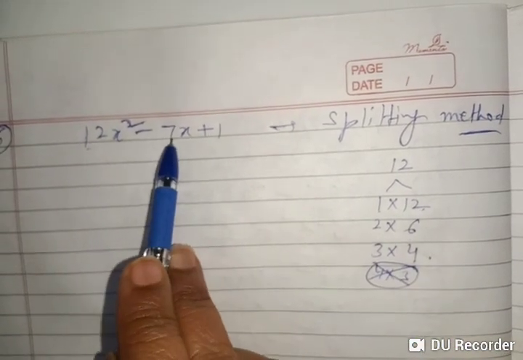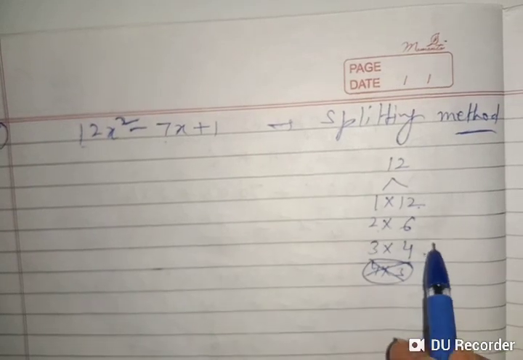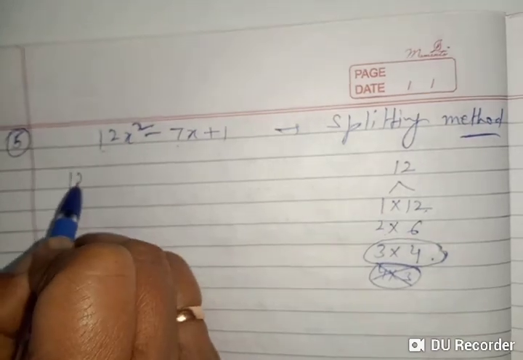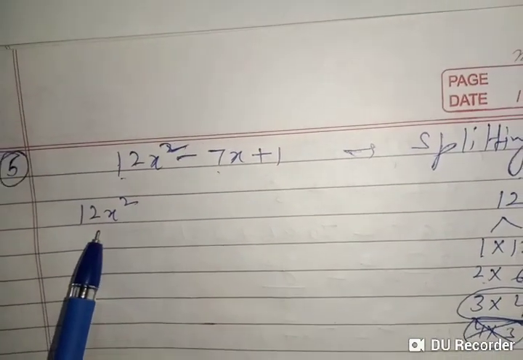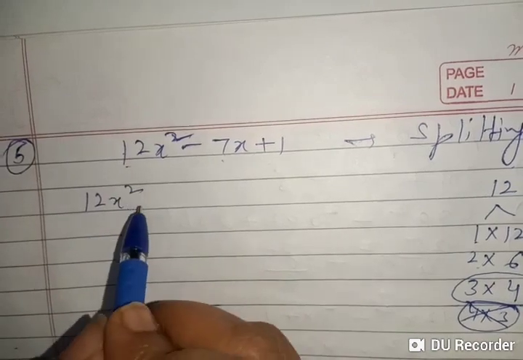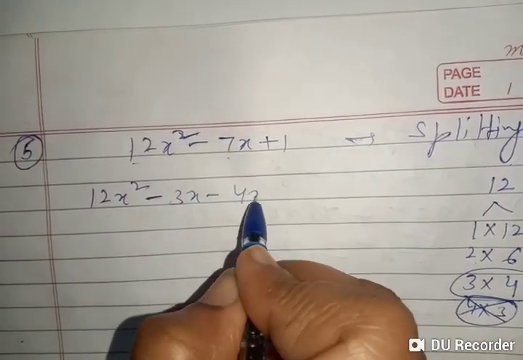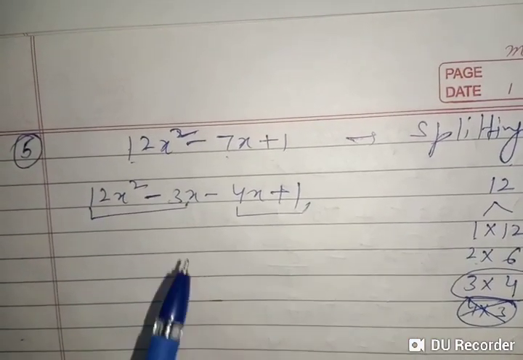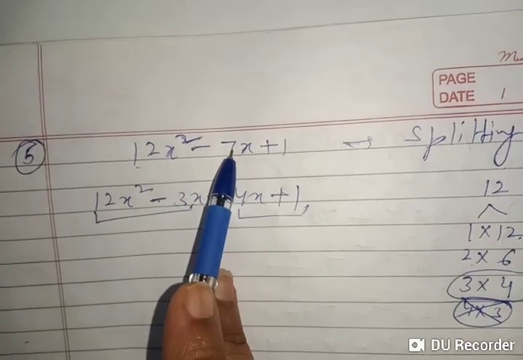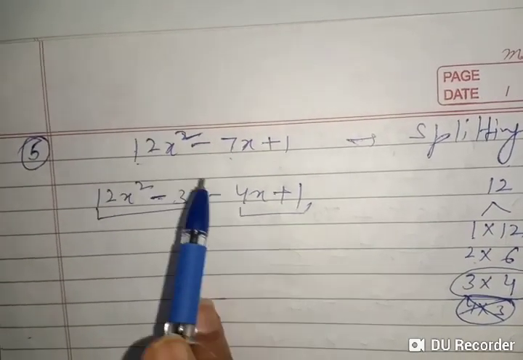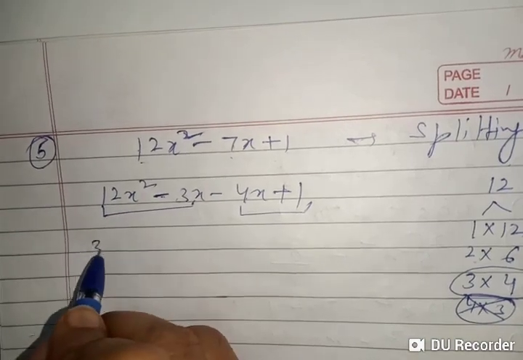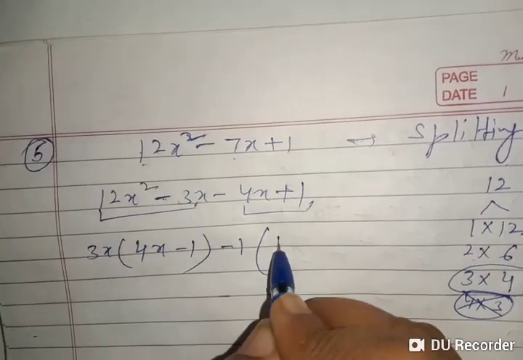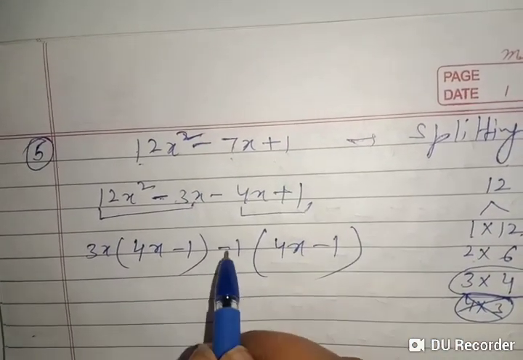Which combination is the best one? 1, 12, we cannot get 7. 2, 6, we cannot get 7. So 3 and 4. The sign we need to choose on our own. It's 12x square, then 3 and 4, and it is minus. So it should be minus 3x minus 4x plus 1. Now take common. You can check again: minus 3 minus 4 is minus 7, and minus 3 multiplied by minus 4 is plus 12. Now take common 3x. What is left? 4x minus 1. And take minus 1 common here, 4x minus 1. I hope this is clear to you.